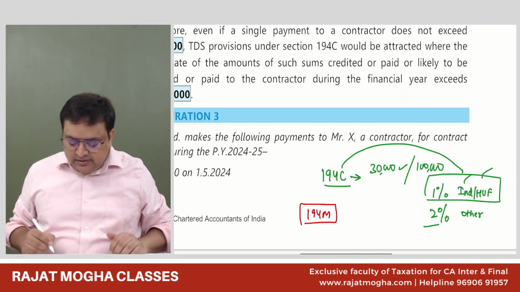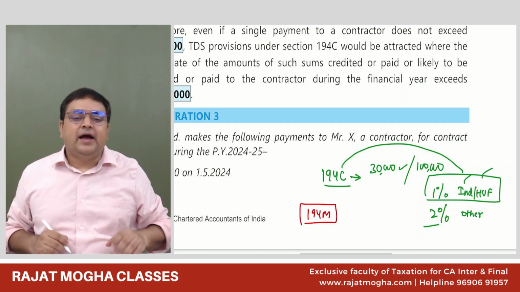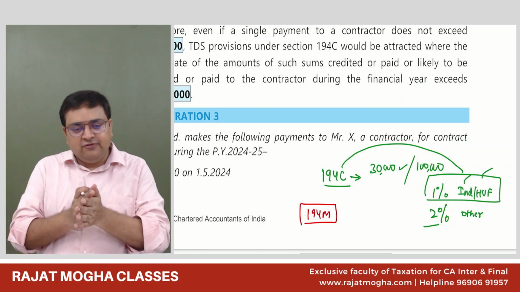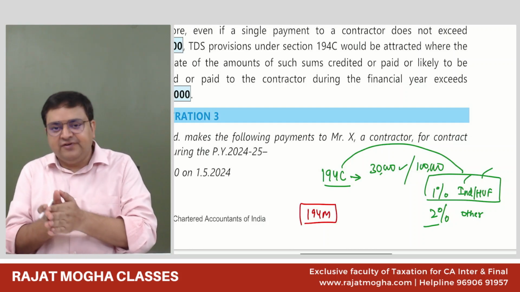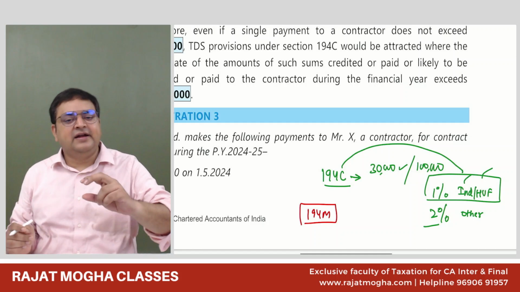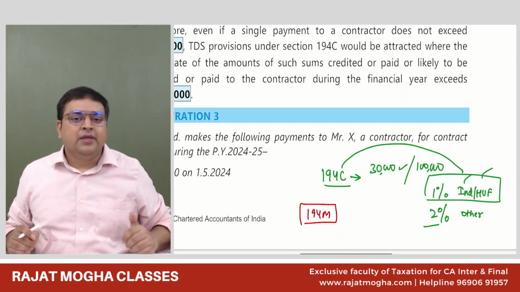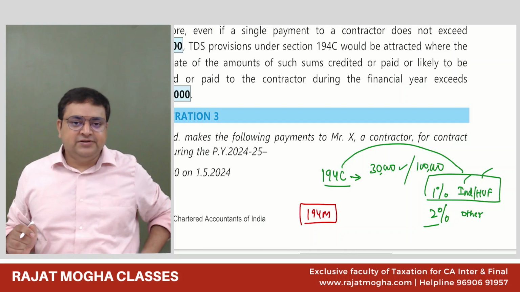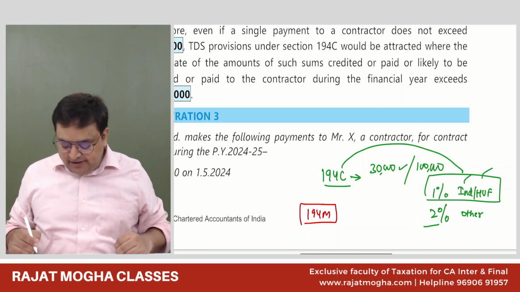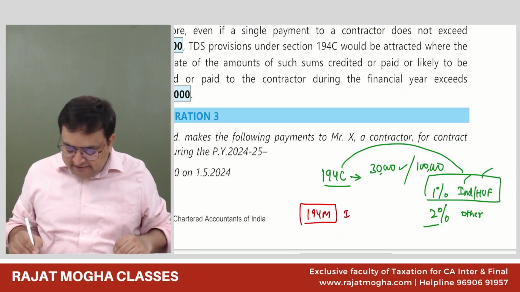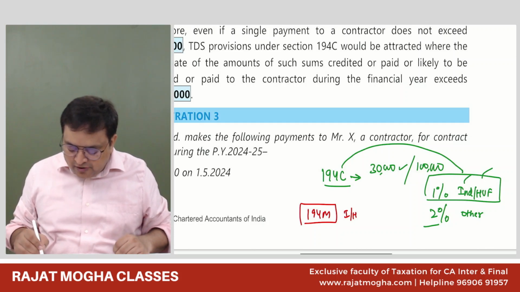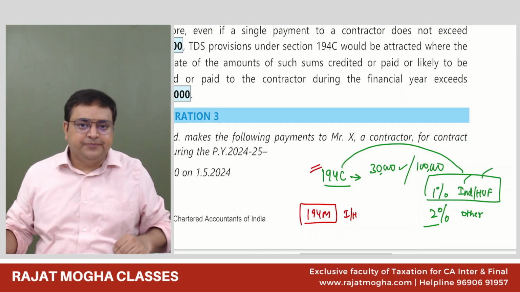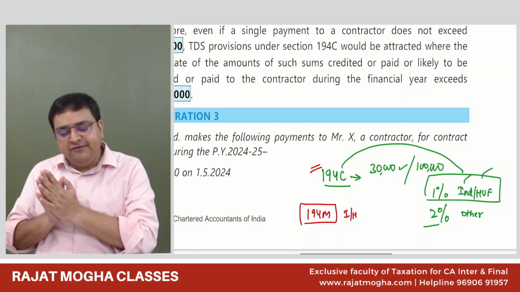194M. Actually, 194M is a combination of 194C, 194H, 194J. But let us understand with respect to 194C. So 194M is a TDS provision applicable if the deductor is an individual or HUF who are not covered in 194C. So they have 194M.